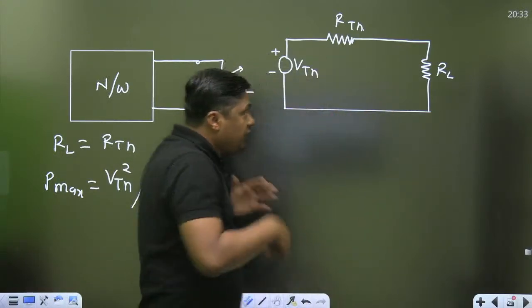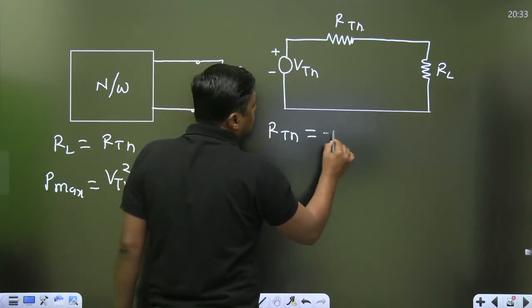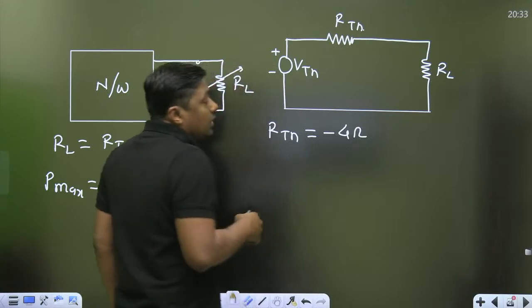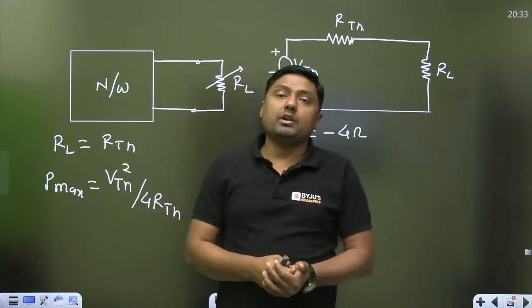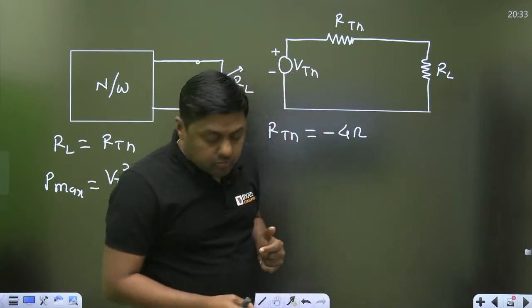a negative value? For example, I am getting RTH equal to minus 4 ohm. What will be the maximum power in that case, and what should be the value of RL? Please give me the answer in the comments box.